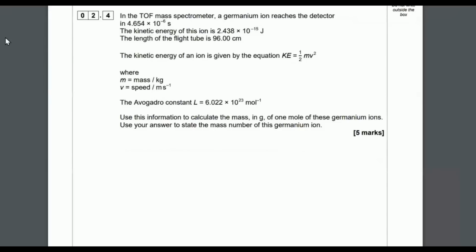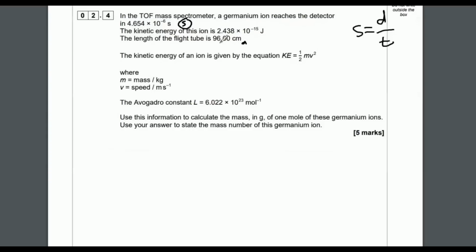Right, moving on to the final part, we're looking at 2.4. In the time of flight mass spectrometer, a germanium ion reaches the detector in 4.654 times 10 to the minus 6 seconds. So we've got the time there. The kinetic energy of this ion is 2.438 times 10 to the minus 15 joules.